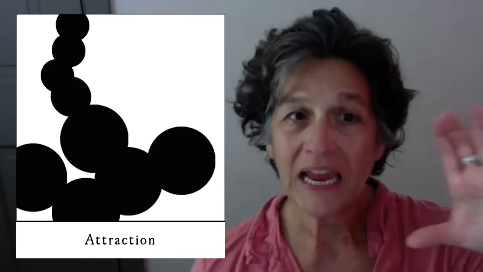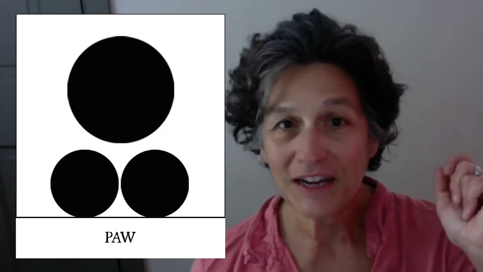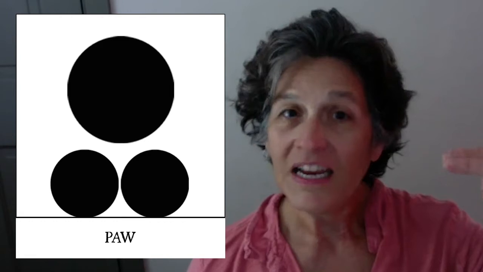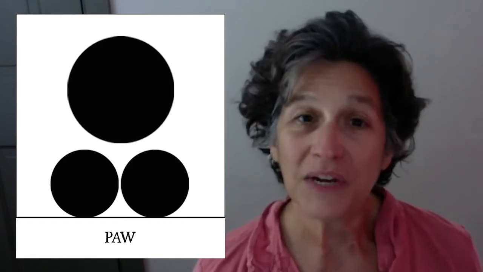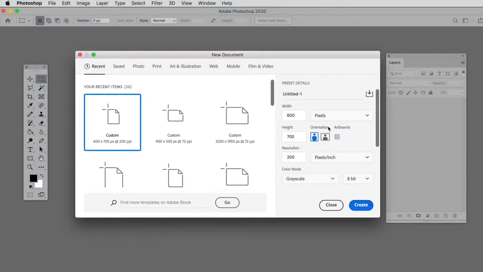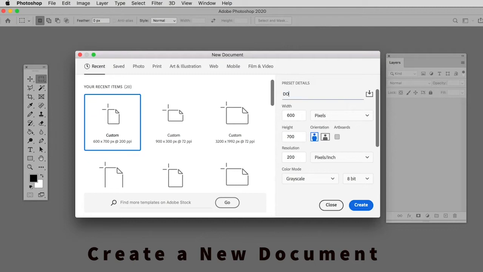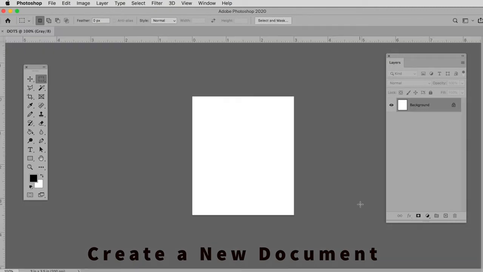Showing you two different things here in Photoshop. One basically is the file for the Photoshop document to create these little dot compositions. The other is how to compile them together into a GIF. So let's get going. Open a new Photoshop file, 600 pixels by 700 pixels in grayscale.